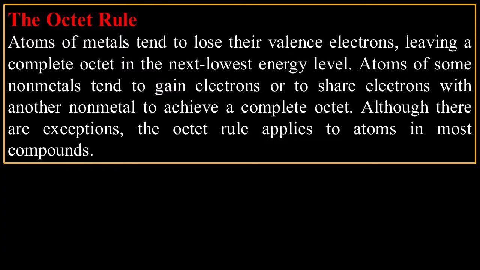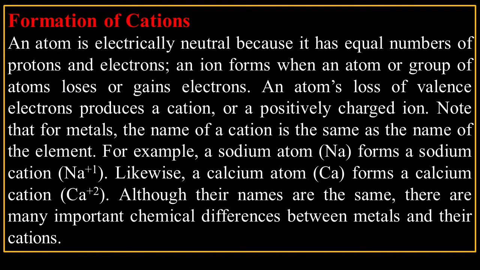Atoms of metals tend to lose their valence electrons, leaving a complete octet in the next lowest energy level. This is very important. Atoms of some nonmetals tend to gain electrons or to share electrons with another nonmetal to achieve a complete octet, with the exception of hydrogen, of course. Although there are exceptions, the octet rule applies to atoms in most compounds.